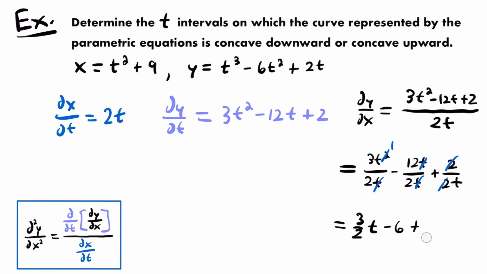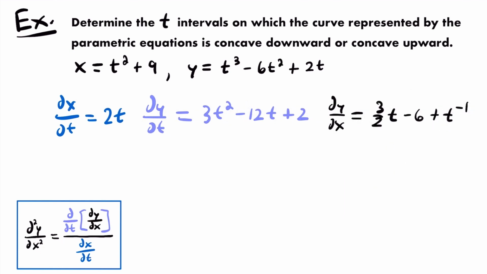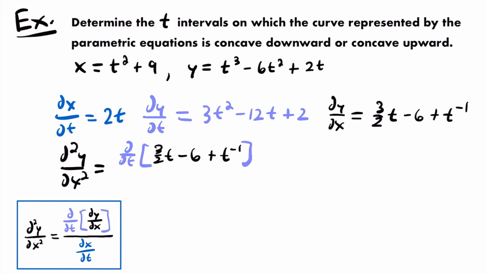which would make its exponent negative, and so we would have t to the power of -1. And now we have a much easier expression for our first derivative that we can use to find the second derivative. So now let's work on finding our second derivative. The second derivative will be equal to the derivative with respect to t of our first derivative, which is 3/2 times t minus 6 plus t to the power of -1, and that will be divided by dx/dt, which is 2t. So we'll have 2t.